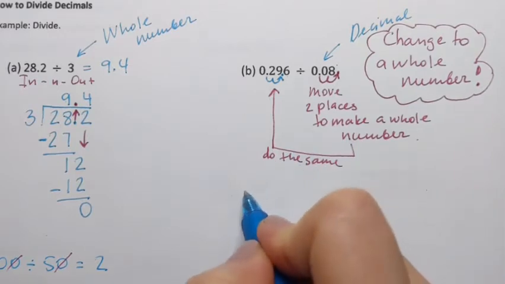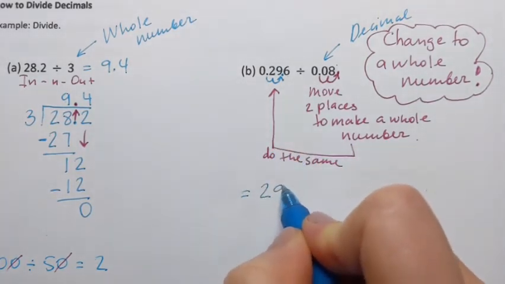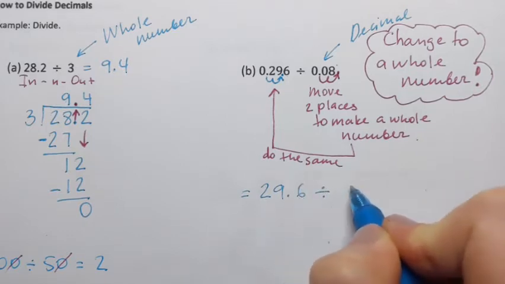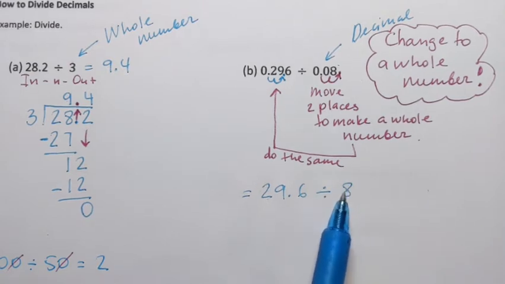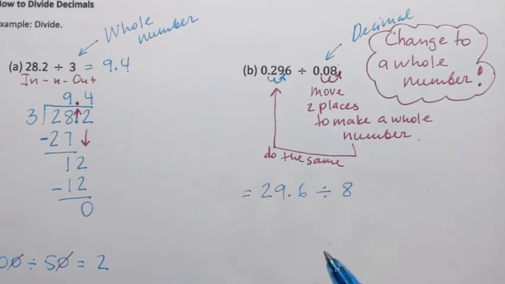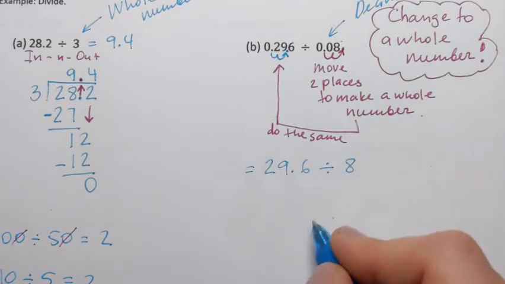So let's write down how our numbers look now after we move the decimal point. It's 29.6 being divided by 8. And we're ready for the long division, right? The second number is the whole number, so let's perform long division. The first number goes in the box.